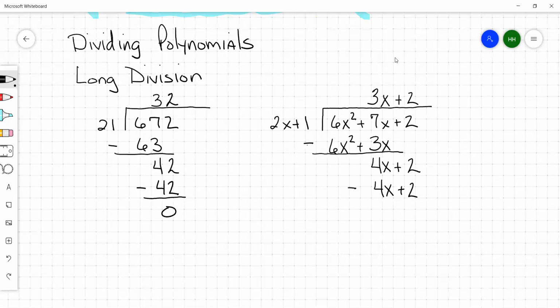And you subtract. So 4x minus 4x is 0. And 2 minus 2 is 0. So you have a 0 remainder. What that does is it makes 2x plus 1 and 3x plus 2 the factors of 6x squared plus 7x plus 2. Understand? Pretty simple, right?